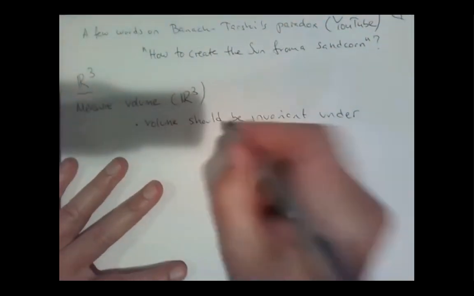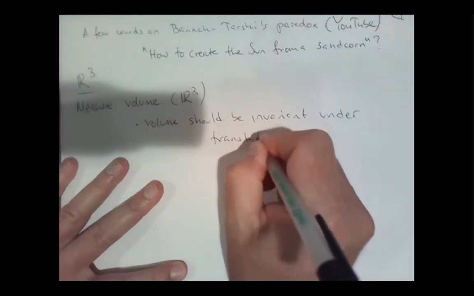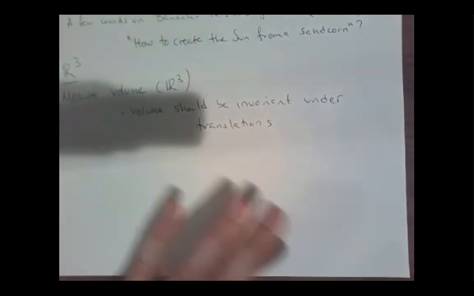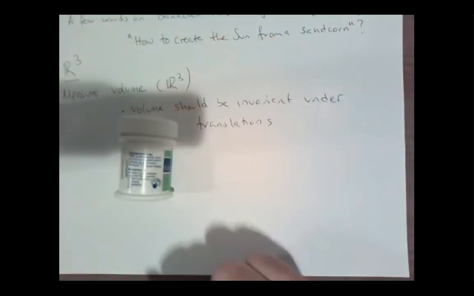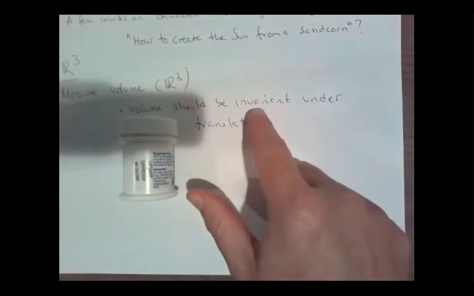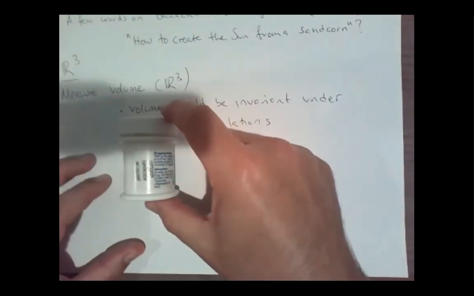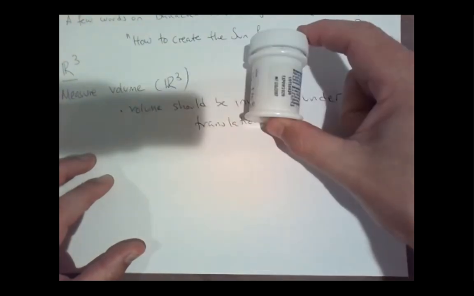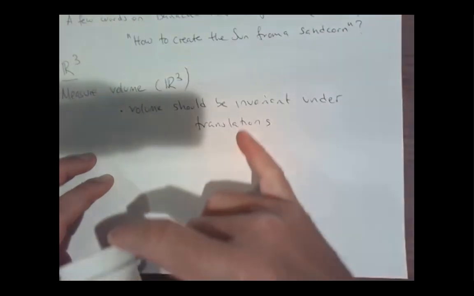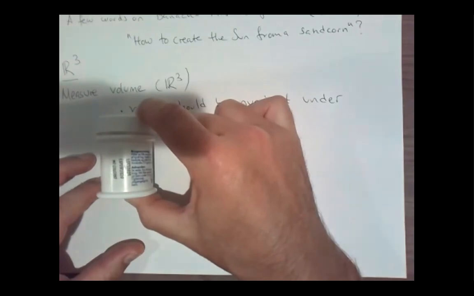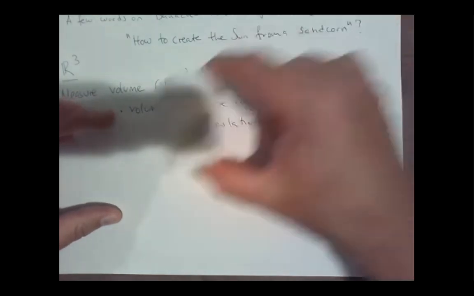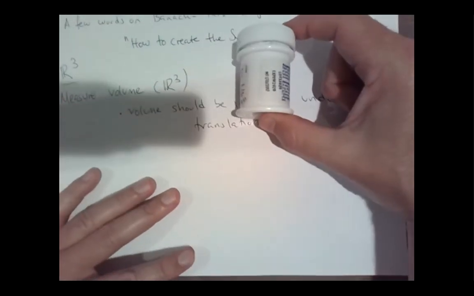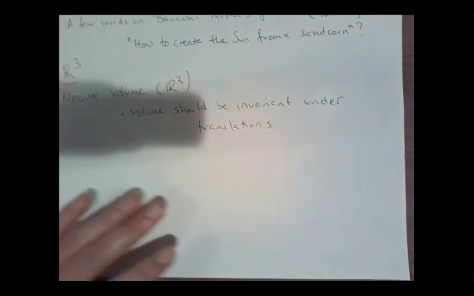It should be invariant under translations. Okay, what does that mean? It means that I want to assign a number that I'm going to call volume on this container, and it should be translation invariant. So if I just move it from here up to here, and I measure the volume again, it shouldn't change. I measure the volume of the bottle here, and I move it up here, I should get the same two numbers just by moving it a little bit. It should not change the notion of volume. So that should be the case.